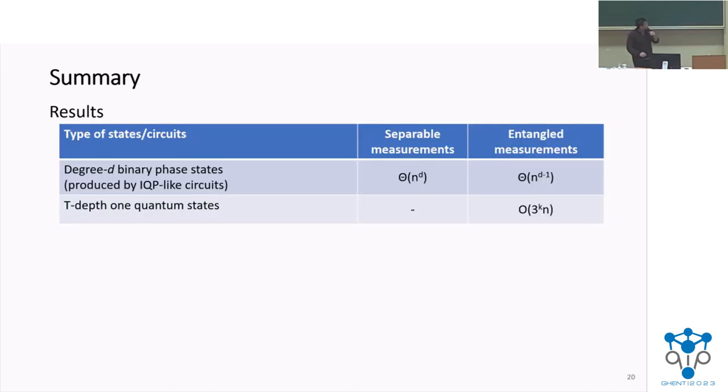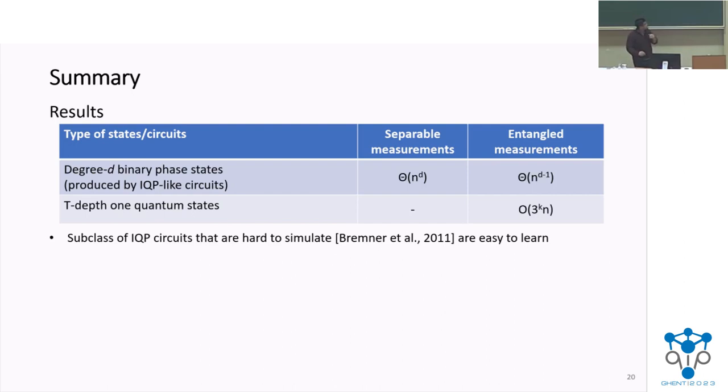I'll just rush to the summary. So we saw that you can learn these degree D binary phase states with order n^D separable measurements, or order n^(D-1) entangled measurements. But moreover, we saw that there is a subclass of IQP circuits that are hard to simulate, but their corresponding states and circuits are actually easy to learn.